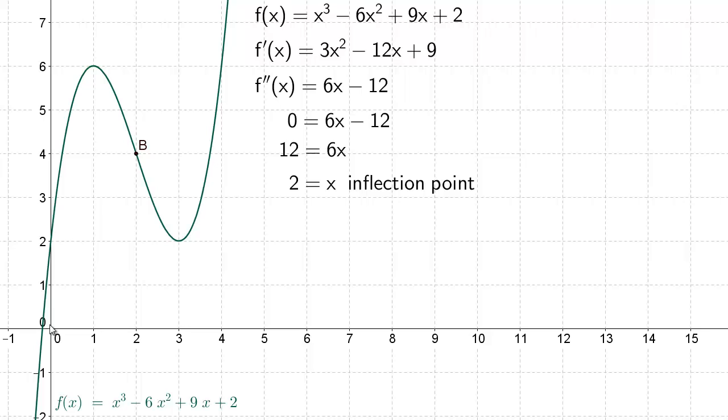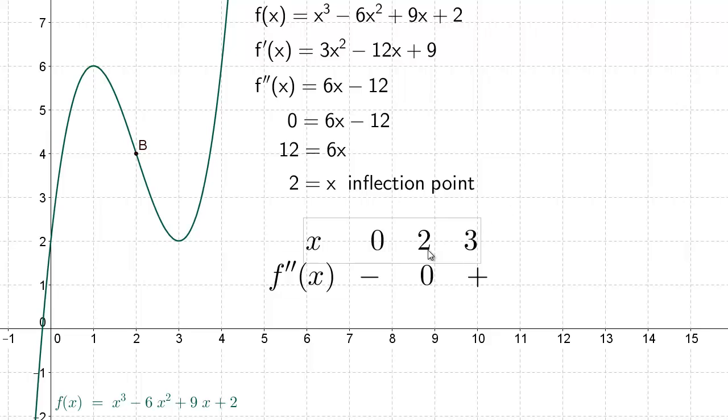So the inflection point is the boundary between concavity. It's going to be concave down or up on one side and the opposite on the other side at that point of inflection, or inflection point. And you can kind of see that here. You can see on this function that before x equals 2, this function is concave down. After x equals 2, the function is concave up.